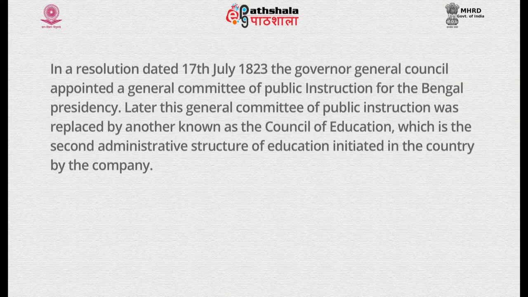In a resolution dated 17 July 1823, the Governor General's Council appointed a General Committee of Public Instruction for the Bengal Presidency. Later, this General Committee of Public Instruction was replaced by another known as the Council of Education, which is the second administrative structure of education initiated in the country by the company.